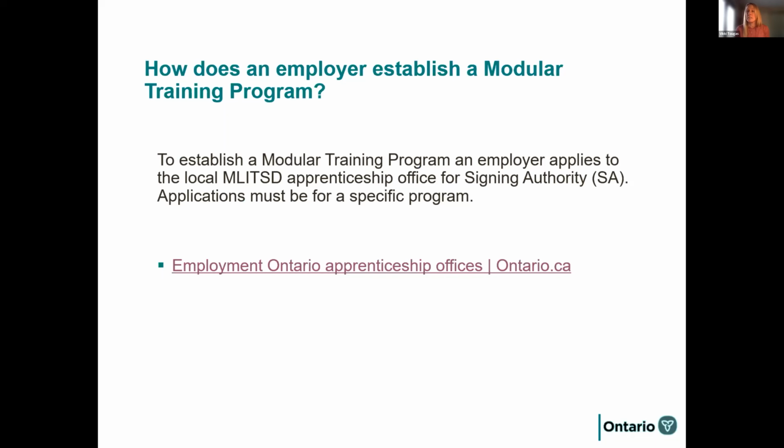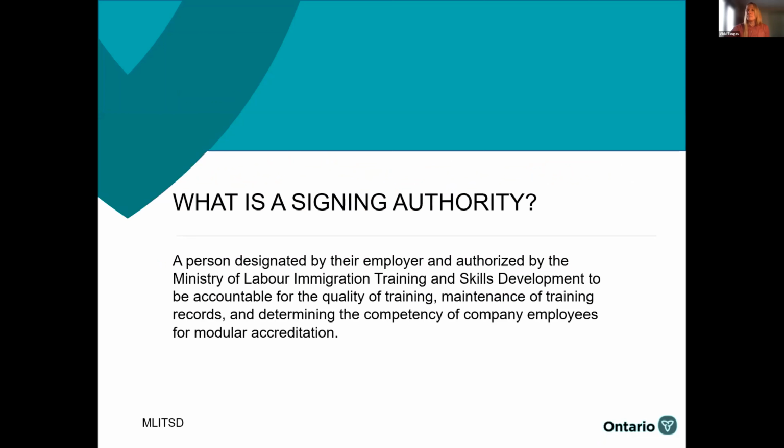They'll be able to provide a review of the program you're working in, the area of occupation, to make sure you're applying for the right signing authority, and they'll walk you through everything step by step. So once you make that connection, that's where you're going to be able to get the majority of your information. But let's go into what is a signing authority.